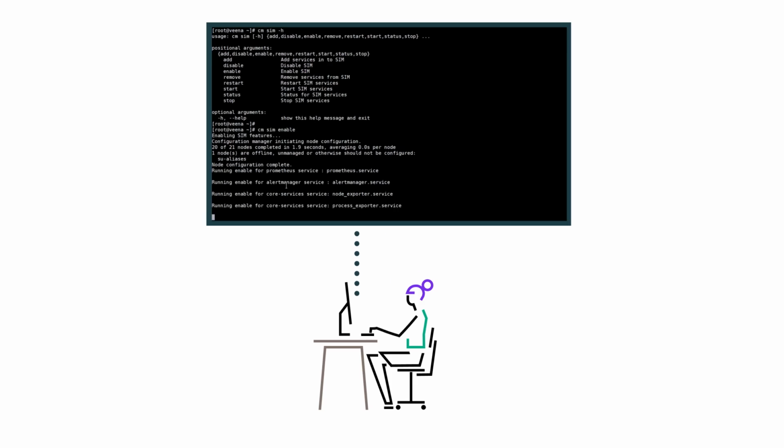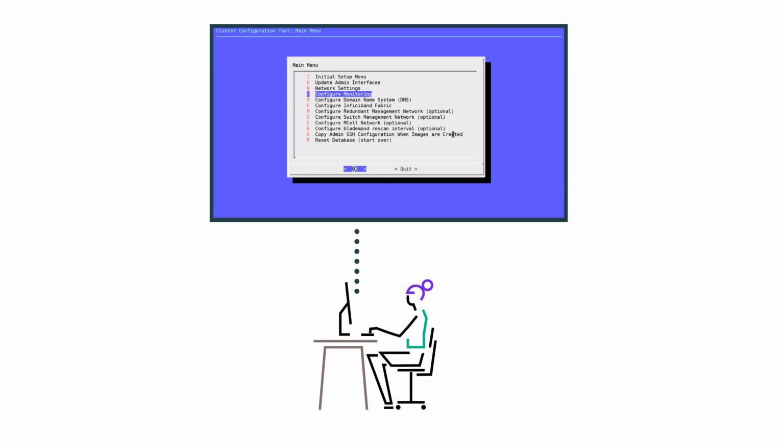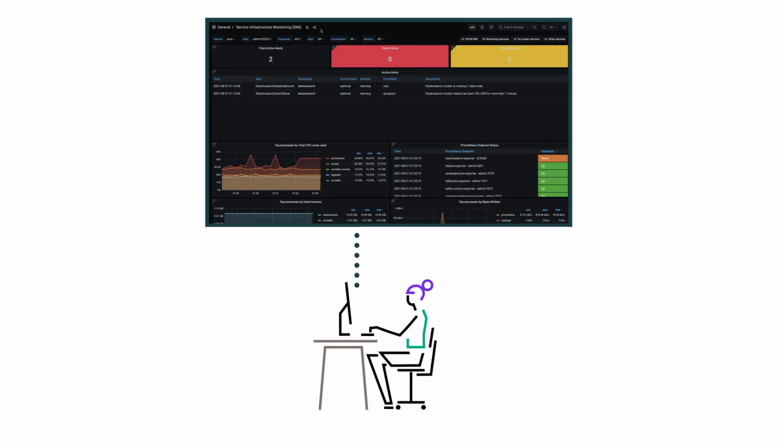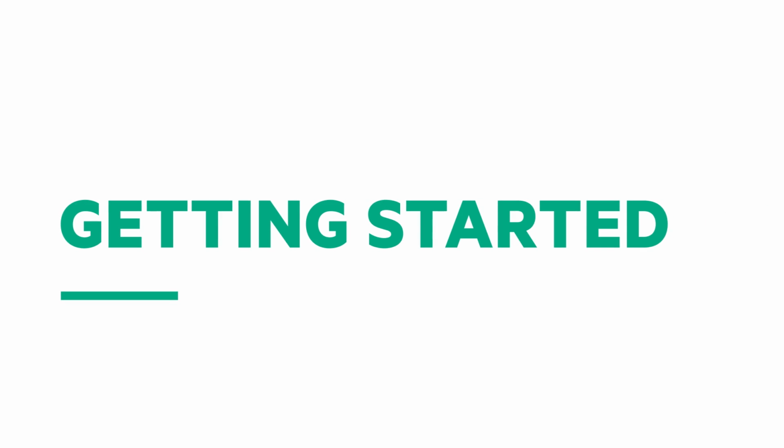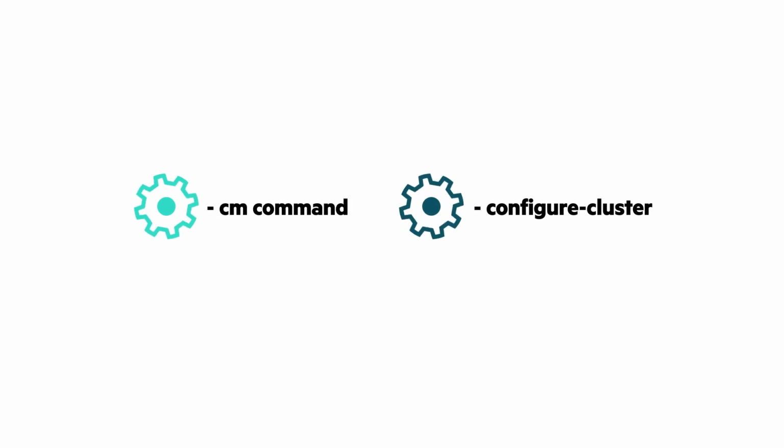With this demonstration, we will show you how to enable and start SIM, including additional service groups to monitor, add site-specific alerts, and navigate the dashboards in Grafana. There are two ways to enable and start the SIM feature in HPCM: CM command and configure cluster.